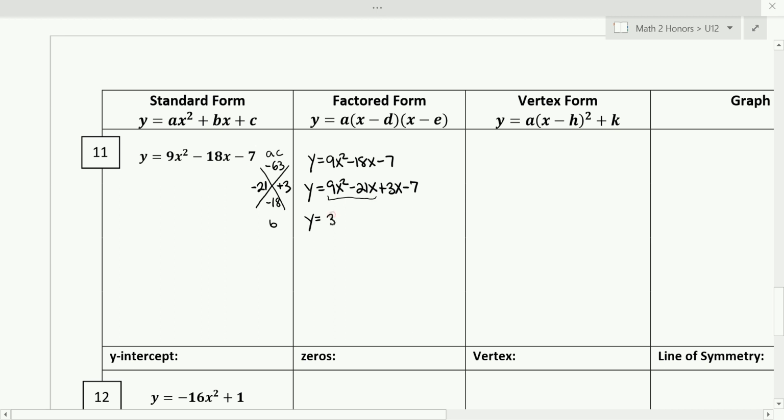A 3x. And what's left? Minus 7. And then the last two terms, what would you factor out? A plus 1. We're going to get another 3x minus 7. And then look at these two terms, and we can factor out a 3x minus 7. And we're left with a 3x plus 1. And we factored it.